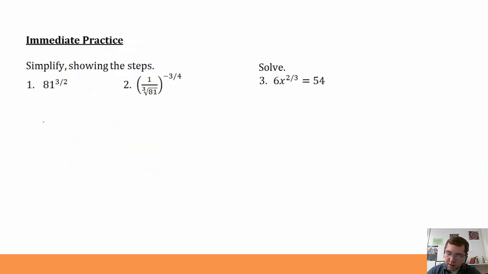So here are your immediate practice problems. On number 1 and number 2, I want you to simplify and show me all the steps you're doing in order to simplify it. On number 3, I want you to solve that equation. You've got 6 times x to the 2/3 power equals 54, so make sure you divide both sides by 6 first, and then raise both sides to the 3/2 power so that you eliminate your exponent of 2/3 on x. And that is the end of sections 10.1 and 10.2.